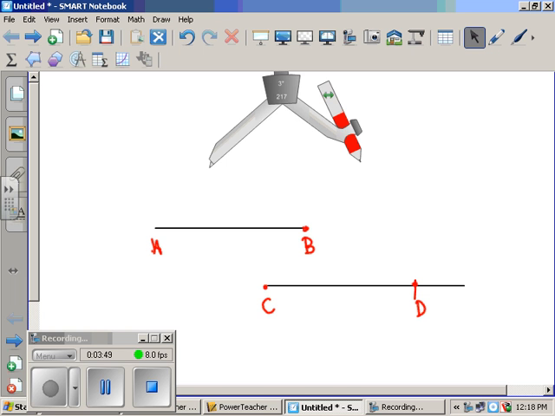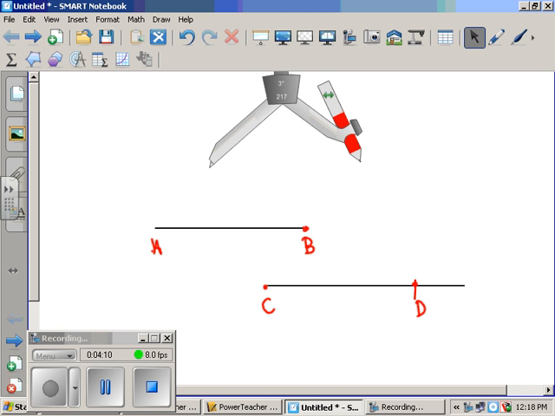Does that make sense? Do we need to do that one again, or is that pretty straightforward? Well, we did do a circle circumscribed around a triangle. Remember when we learned circumcenters and incenters? But we didn't really do congruent segments yet.